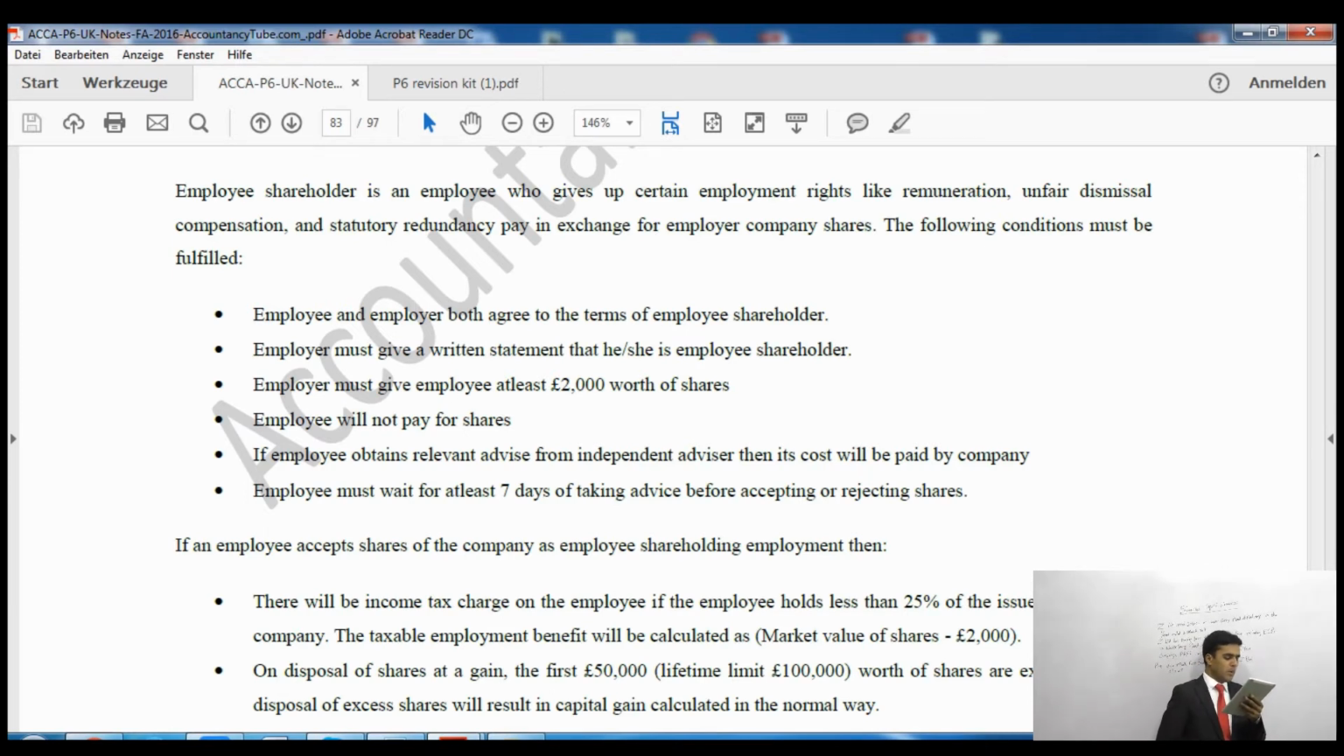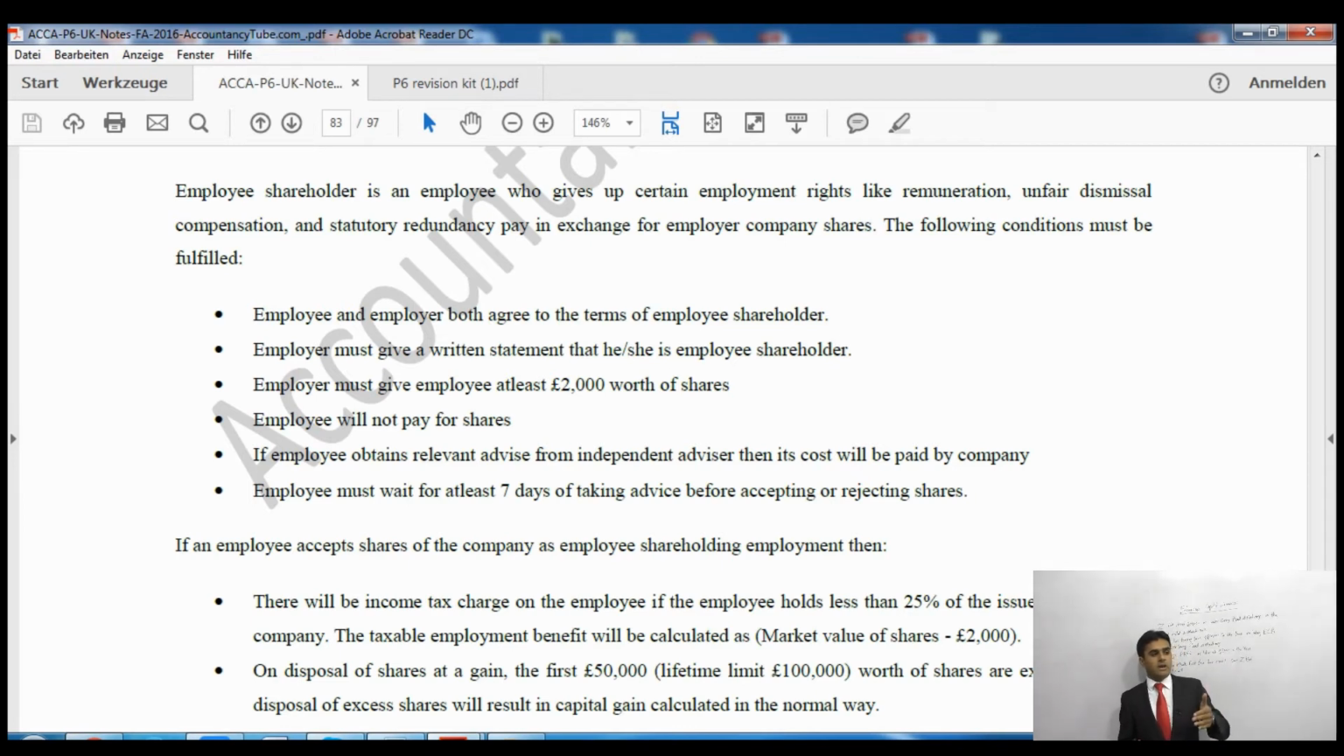So, employer must give employee at least 2,000 pounds worth of shares. Employee will not pay for the shares. If employee obtains relevant advice from an independent advisor, then its cost will be paid by the company. Now it says if employee obtains relevant advice. Now it is a must rule now. Employer must obtain advice from an expert, and if the employee is going to take the advice from an expert on whether I should take the shares in this company or I am better off keeping these benefits, then whatever the expert is saying, obviously that employee will do that.